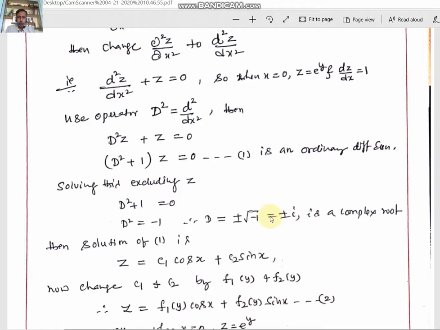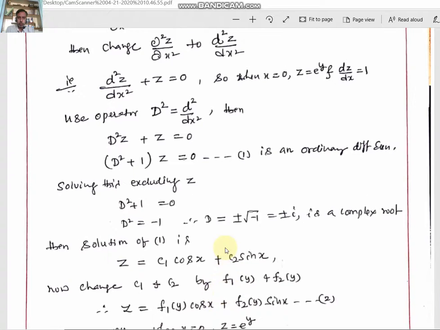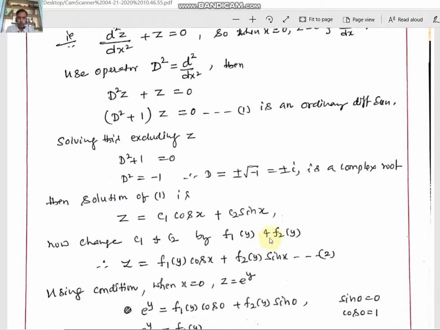So you know how to write the complementary function when the root is a complex or imaginary number. In that case we write the solution as z = c1 cos 1x + c2 sin 1x, that is, c1 cos x + c2 sin x. Now change c1 and c2 to the corresponding constant functions. Here the constant functions are f1(y) and f2(y).